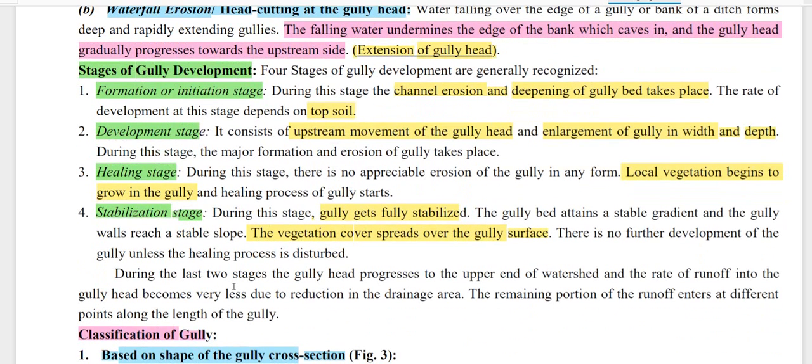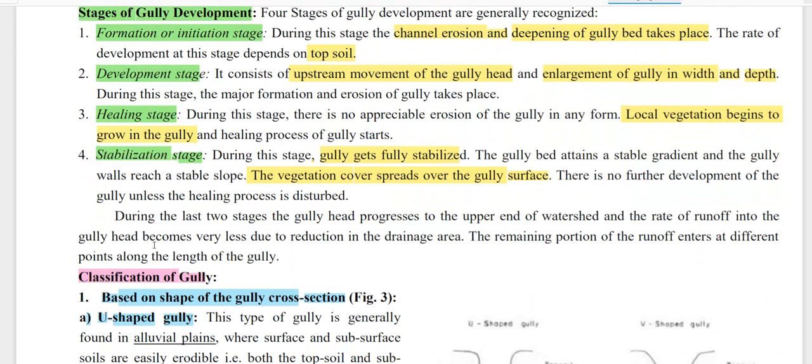In Sikkim, in our college campus, what we have already seen was the stabilization stage only. During the last two stages, the gully heads progress to the upper end of the watershed, and the rate of runoff into the gully head becomes very low due to reduction in the drainage area. The remaining portion of the runoff enters at different points along the length of the gully.